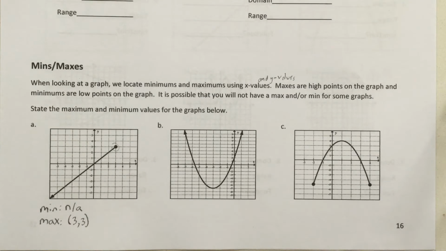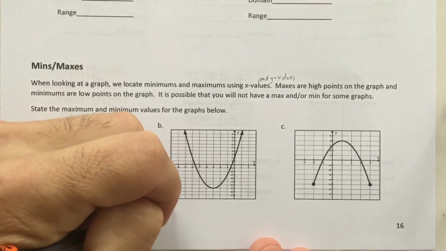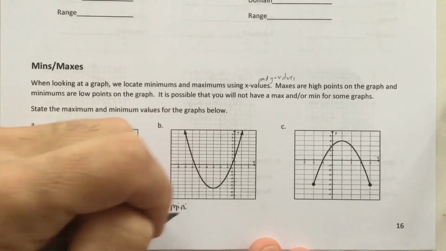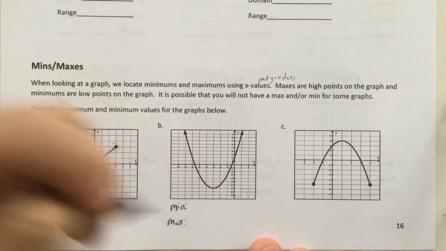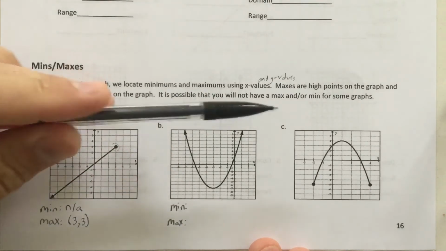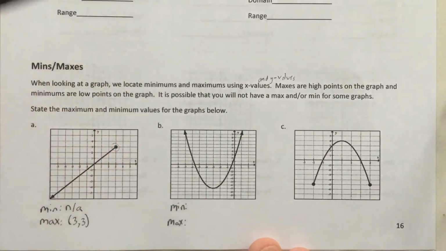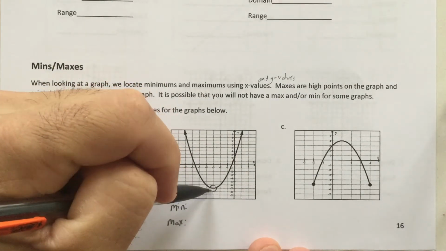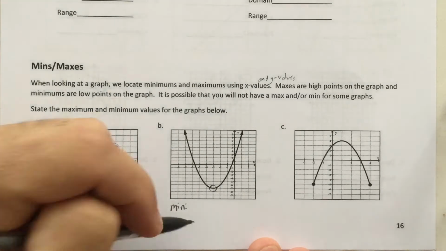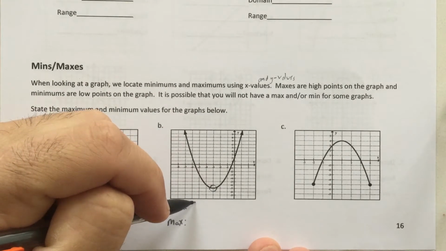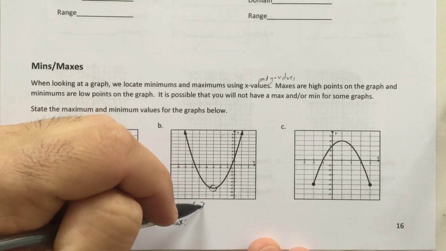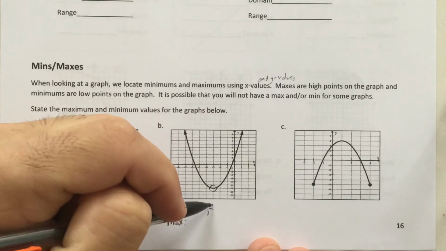All right, for letter B, again, minimums are always the lowest points, maximums are always the highest points. So if we're looking for a minimum, a low point, to see how low our graph goes, right here, the graph doesn't go any lower than right there. So that would be our minimum, and that would be a minimum at (-3, -7).